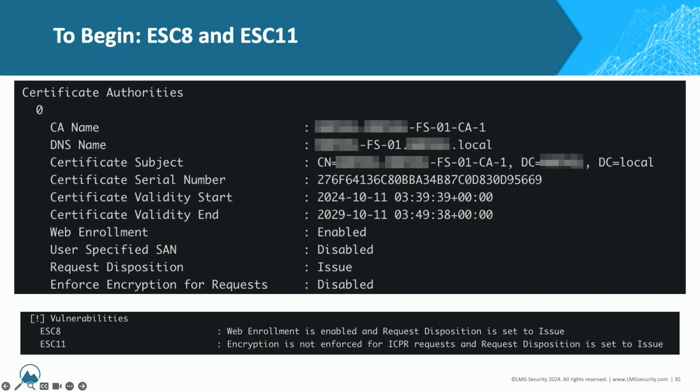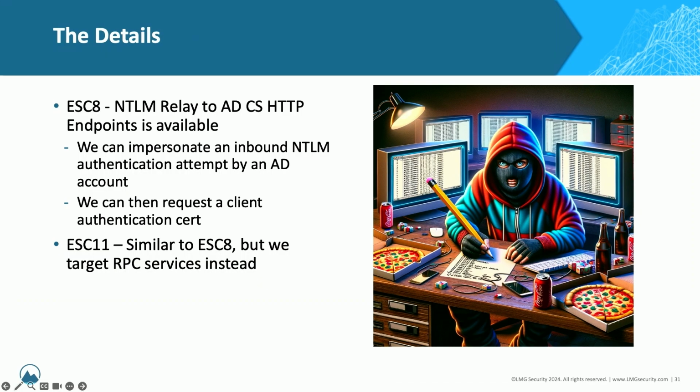Sure. And yeah, you can see in the configuration here that web enrollment is enabled and request disposition is set to issue. So this means we have a pretty clear pathway towards elevation based on that escalation. So here's the details behind this. Escalation 8 means that there is an NTLM relay possibility available to our ADCS through its HTTP endpoint. This allows us to impersonate an inbound NTLM authentication attempt. We can do this using pretty much any AD account that we want to, and then request a client cert for that account. And as Tom mentioned, escalation 11 is really similar, but it goes after RPC instead of HTTP.